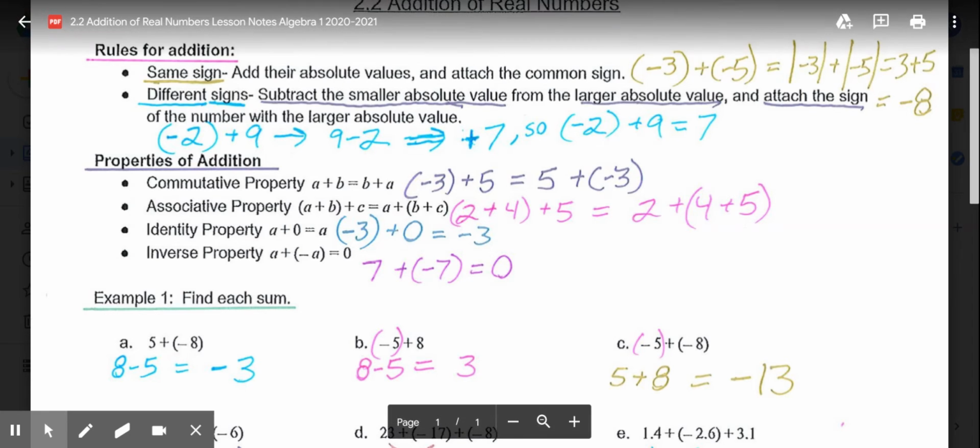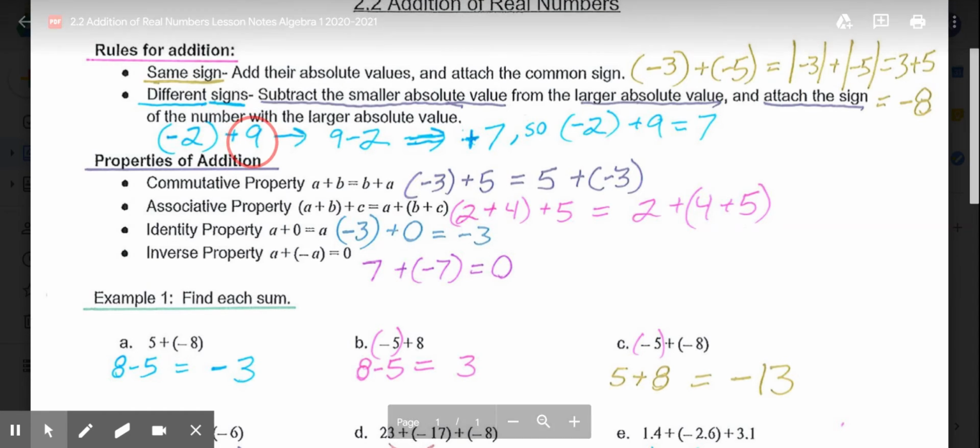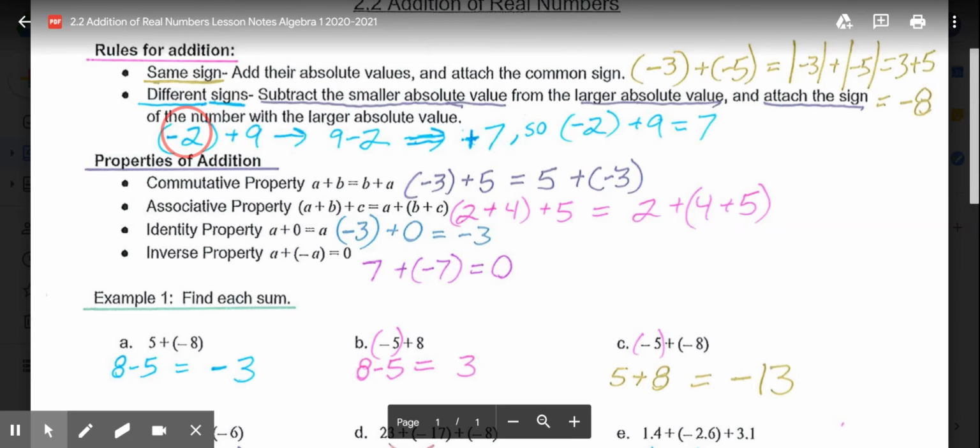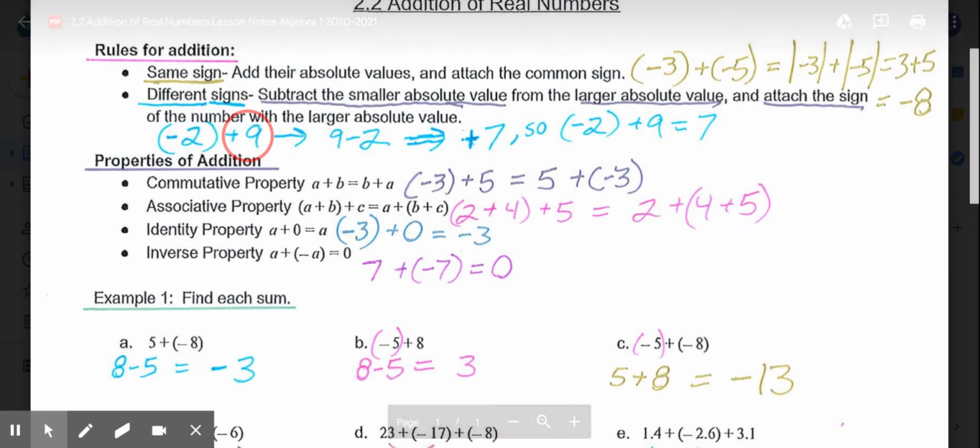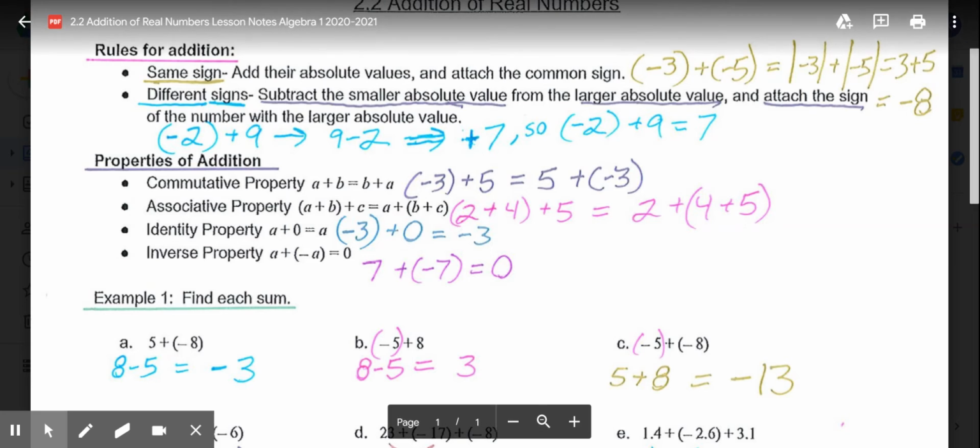Then when we look at our original, was the +9 or the -2 the greater absolute value? The positive had the greater absolute value, so our final answer would be a +7. If this was a +2 plus a -9, then our final answer would be a -7. So in this case, because we have more positives, our answer is a positive.